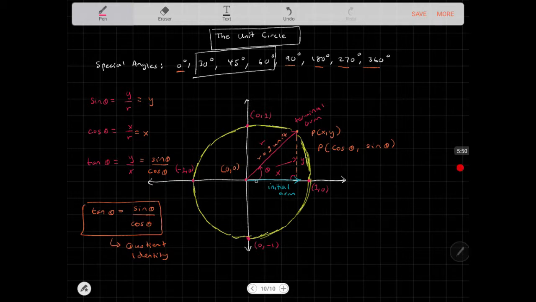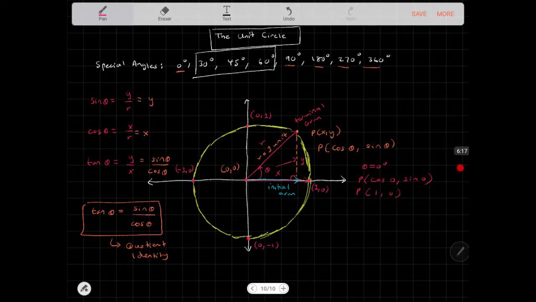Now we can imagine that if the terminal arm was located at the initial arm as such, the angle here would be theta, it would be 0, right? So theta here would be 0 degrees. And the point of the terminal arm would be in the form of cosine 0 and sine 0. Now this is also equivalent to the coordinate in terms of x and y as 1 and 0.